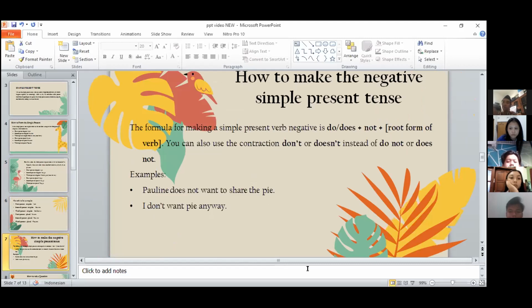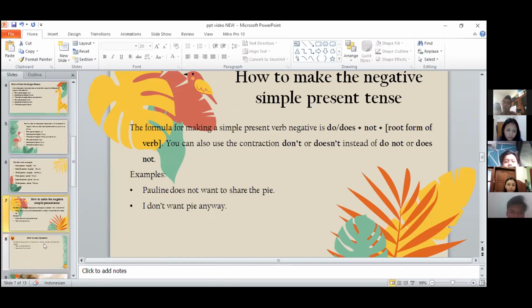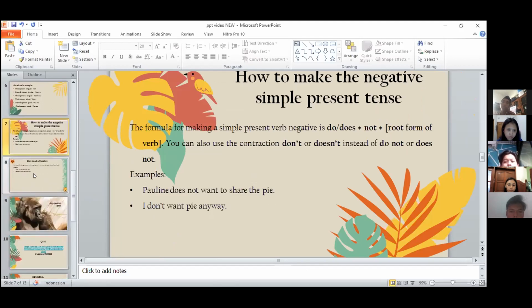So how to make the simple present negative? The formula for making a simple present verb negative is do or does plus not plus the root form of the verb. And you can also use the contraction don't or doesn't instead of do not or does not. For example, Pauline doesn't want to share the pie. Pauline does not want to share the pie. And I don't want pie anyway.